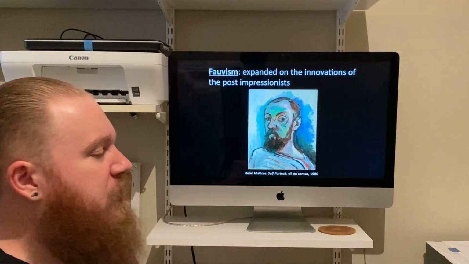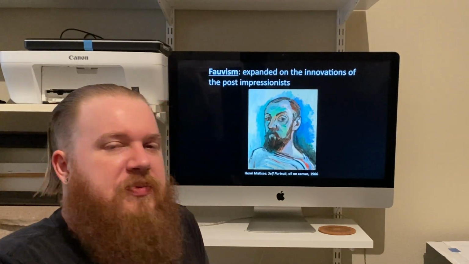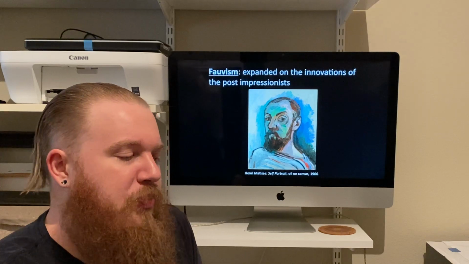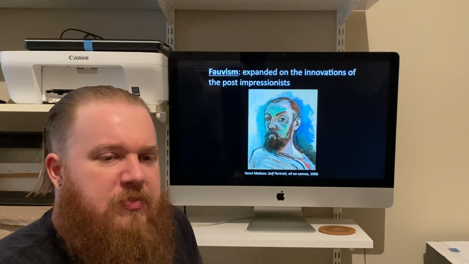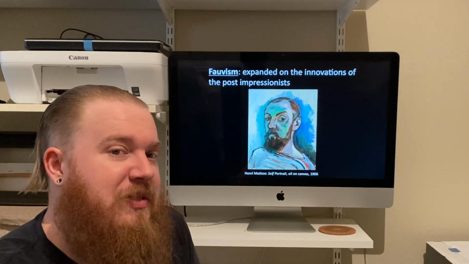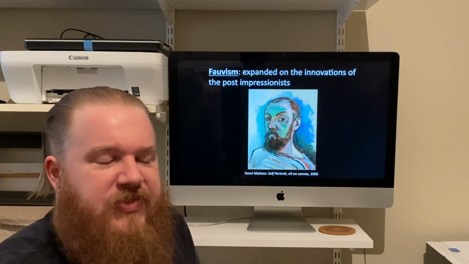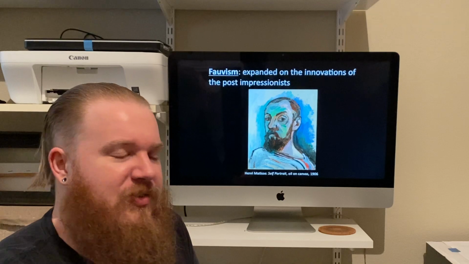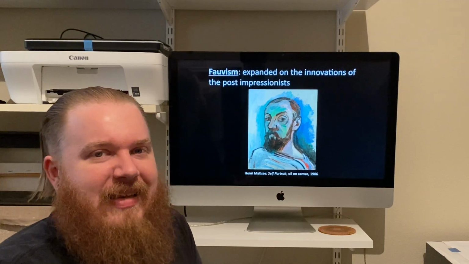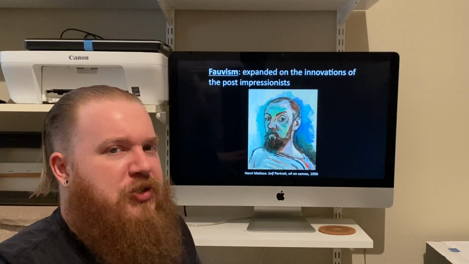So our first major movement of the 20th century is what's known as Fauvism. And like Impressionism, Fauvism is born out of a kind of critique. In French, Fauve literally means the wild beasts. And so once again, these artists embraced that negative critique and just ran with it.